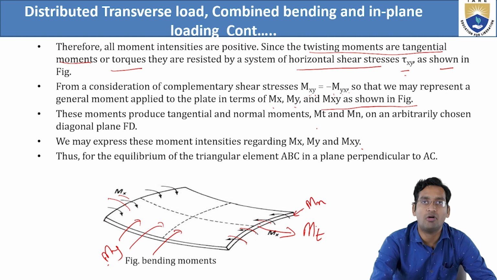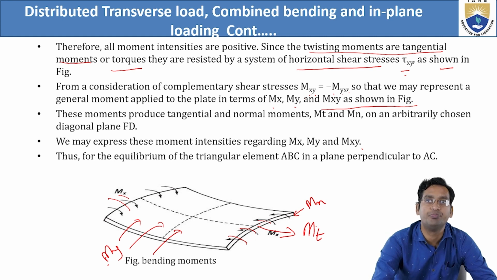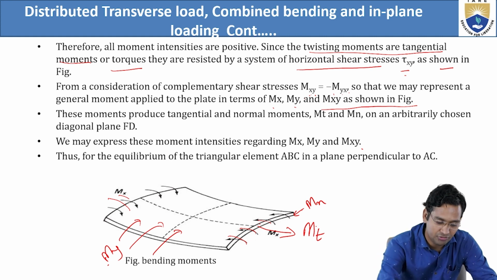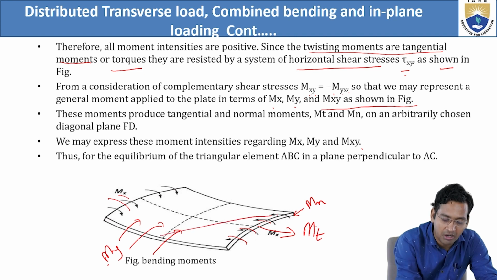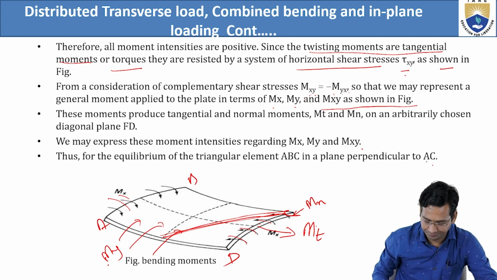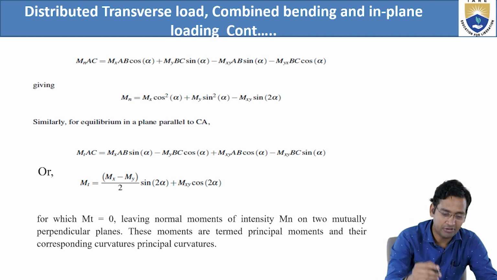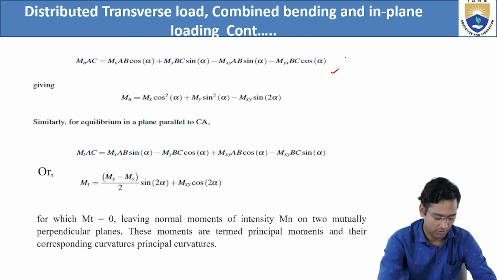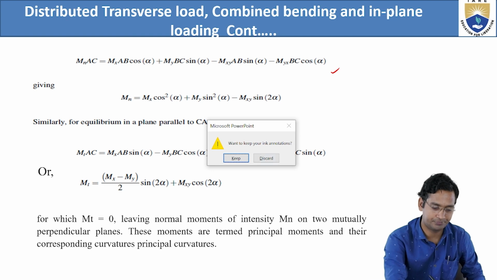Thus, for the equilibrium of the triangular element ABC in a plane perpendicular to AC. Suppose this is there, and from here we have taken this part, so that is A, B, C, D. So now one triangular part we have taken along the face AC, perpendicular to the AC. Let me show you the figure.